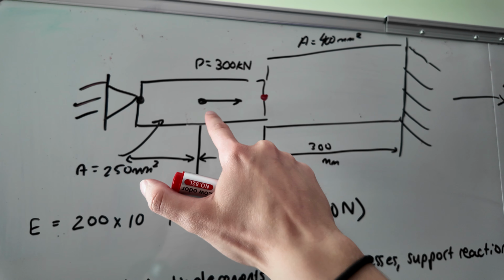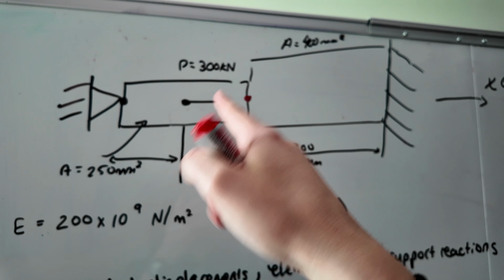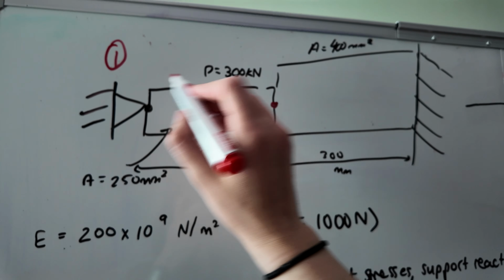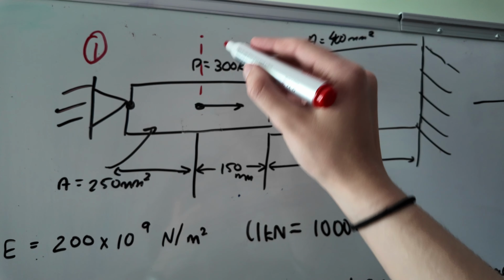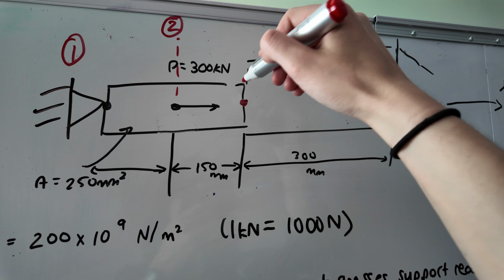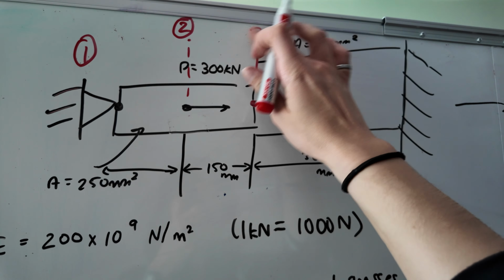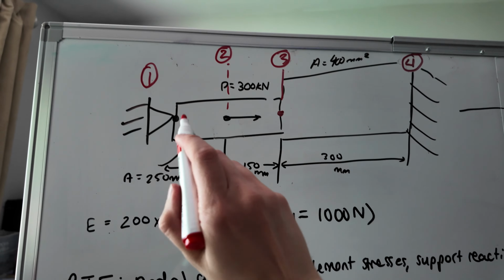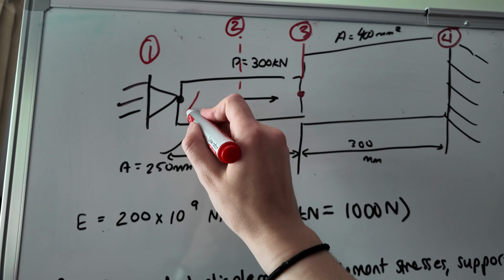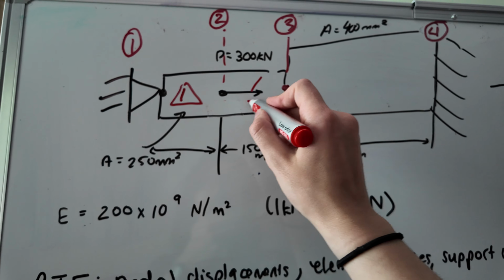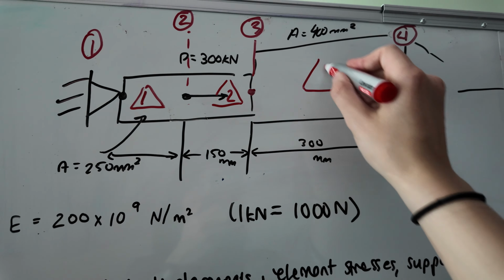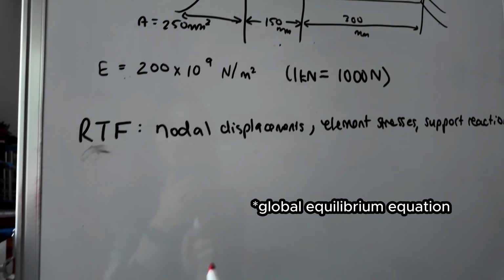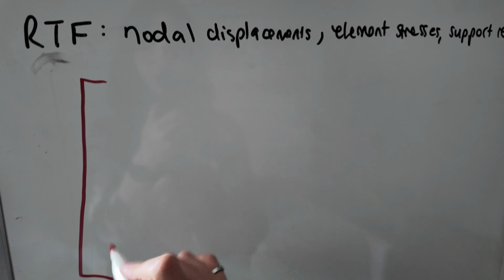Because it's in the center of this bar, what we're going to do is actually make it another node and split the first element into 2 halves. So this end will be our node 1, and then right where the center force is applied will be our node 2. Where the 2 elements touch is our node 3, and on the far right will be our node 4. So we just went from 2 elements to 3 because we split the first bar in half. So I'm going to also label my elements as such. Because we have 4 nodes, our global equilibrium matrix will be a 4x4.